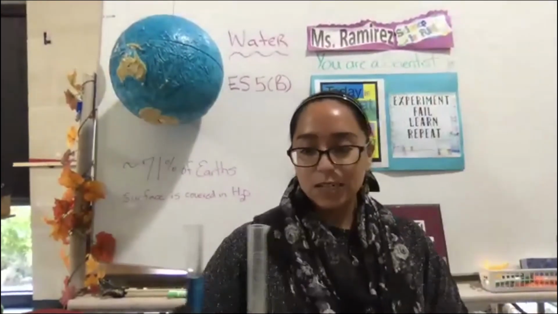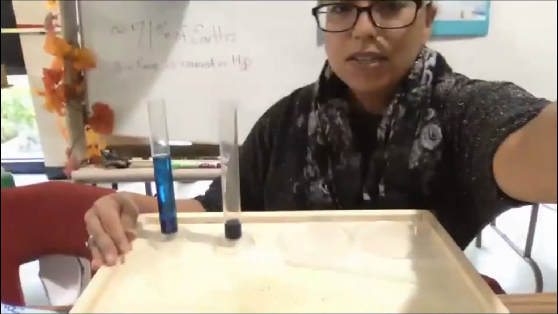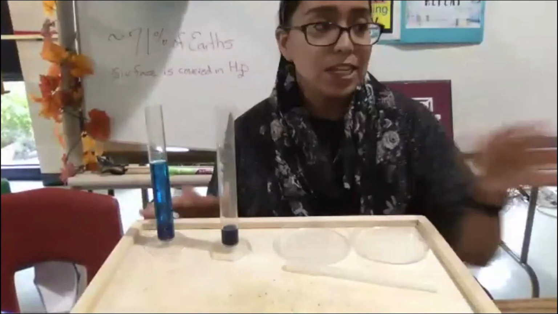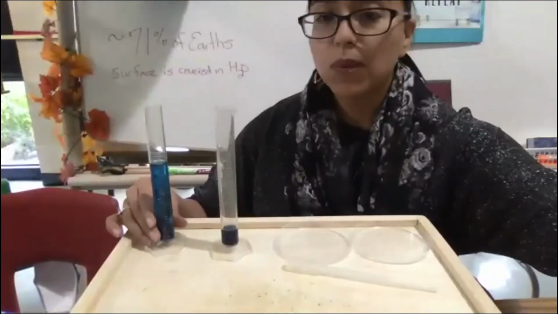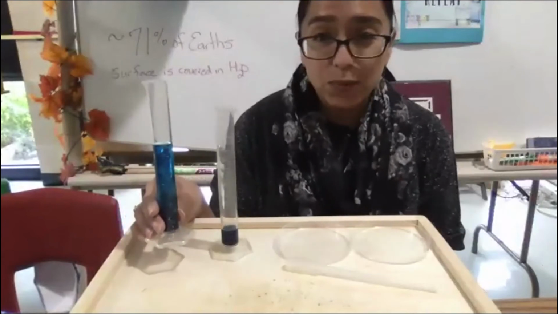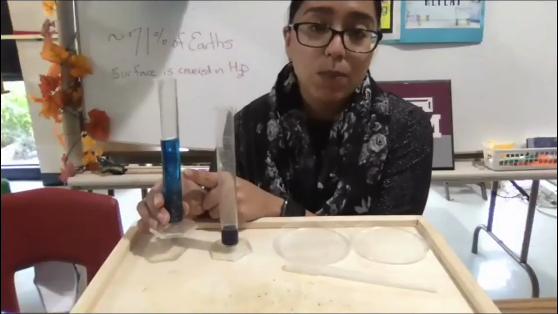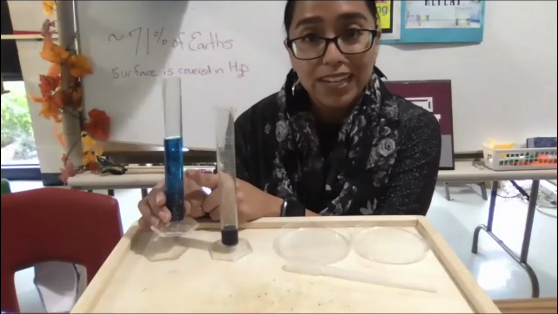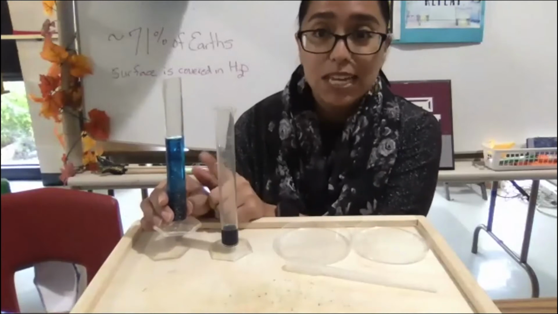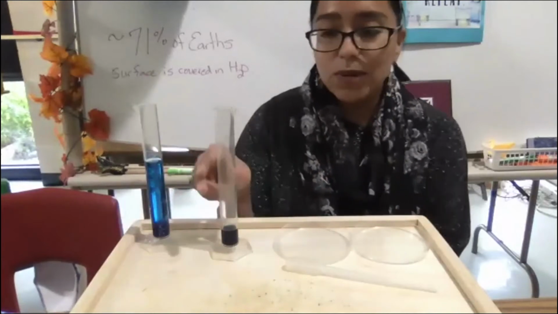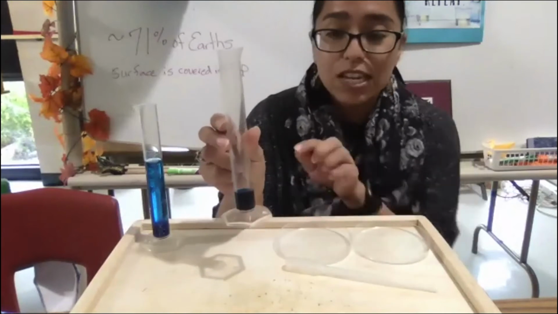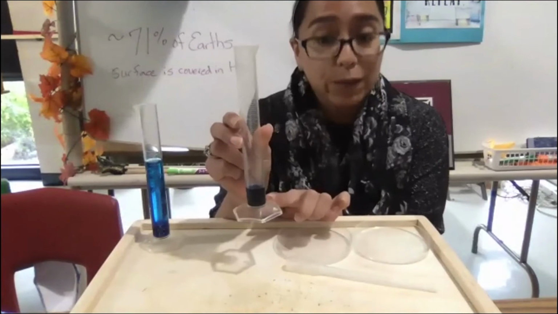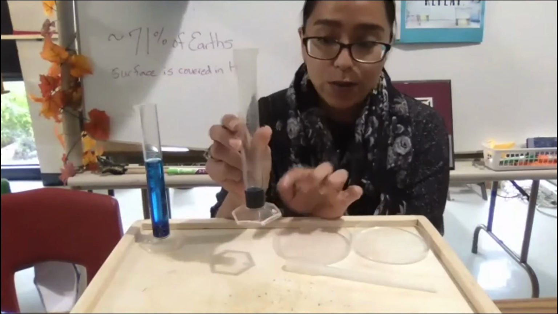For our next demonstration, the amount of water that you see here is representative of fresh water. This container here has 23 milliliters, and this is going to represent the amount of fresh water that is available in ice caps and glaciers. Then we have this little graduated cylinder that only has 4 milliliters, and this is going to represent the amount of fresh water that is in groundwater.